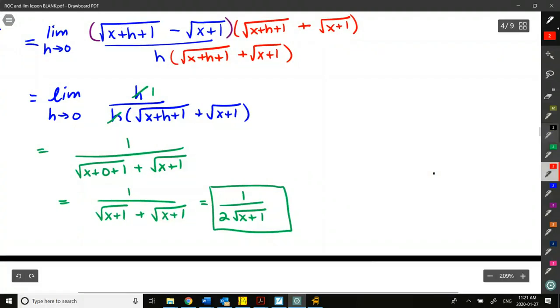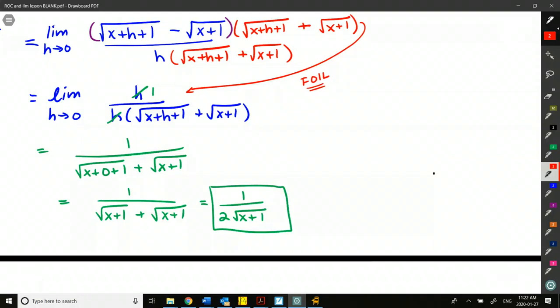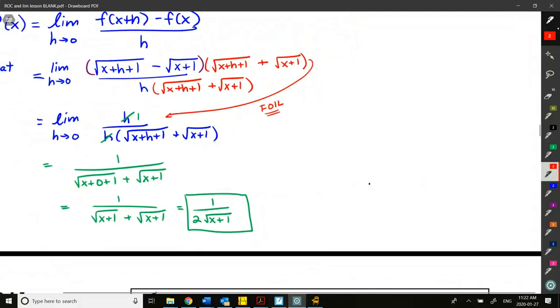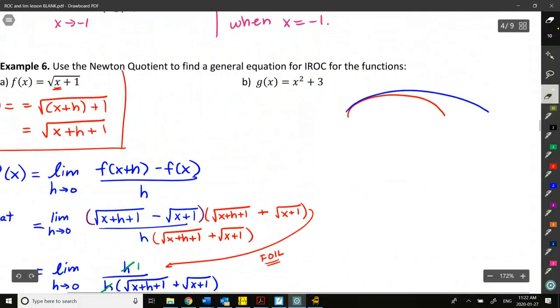Okay, so I'm just going to make a little note here just for our purposes: to get from here to here, we FOILed. Good to go? Okay, last one.